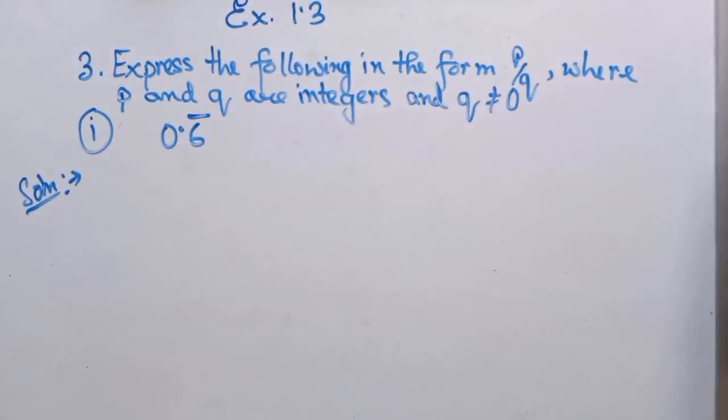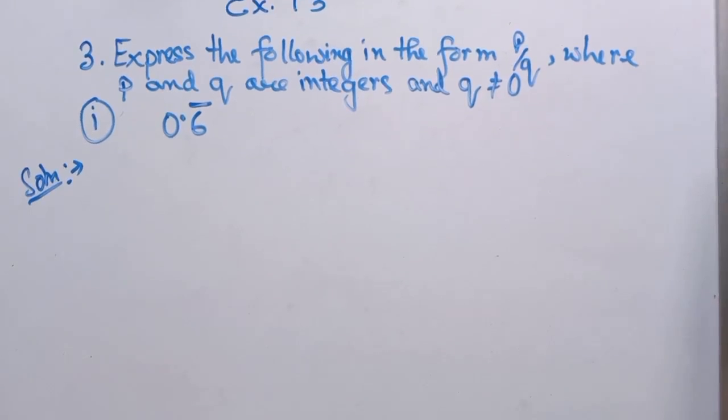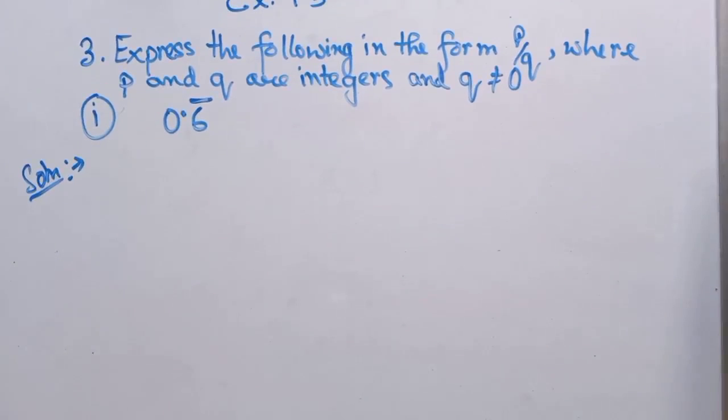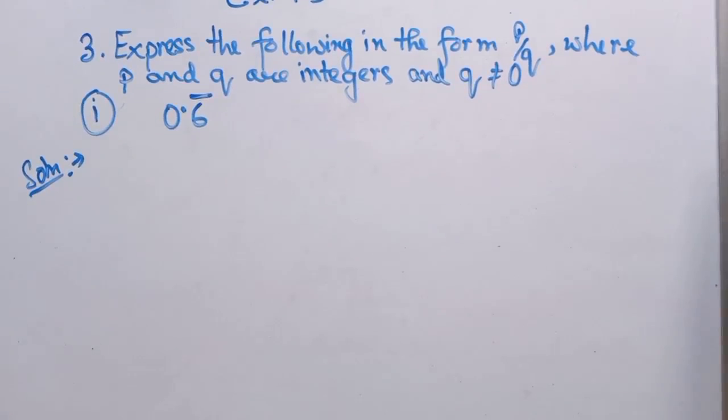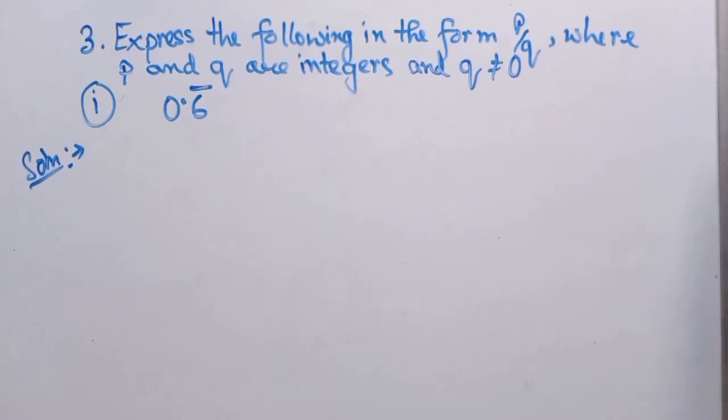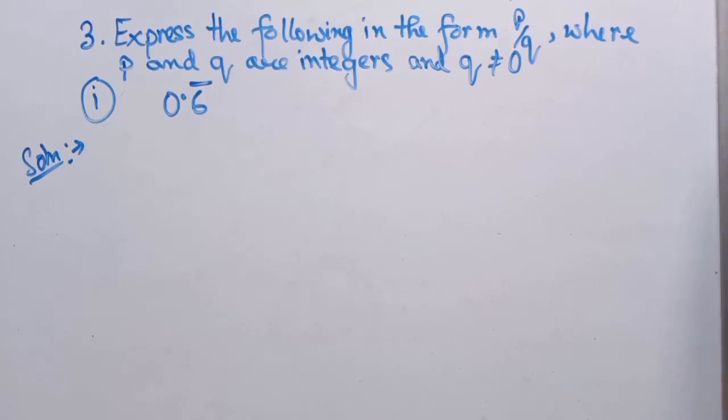Next, exercise 1.3, question number 3. Express the following in the form p by q, where p and q are integers and q not equal to 0. Roman number 1, 0.6 bar. So here we are given a decimal expansion, which is a non-terminating repeating decimal, and we are to convert this decimal into a number which is in the form p by q, where p and q are integers and q not equal to 0.